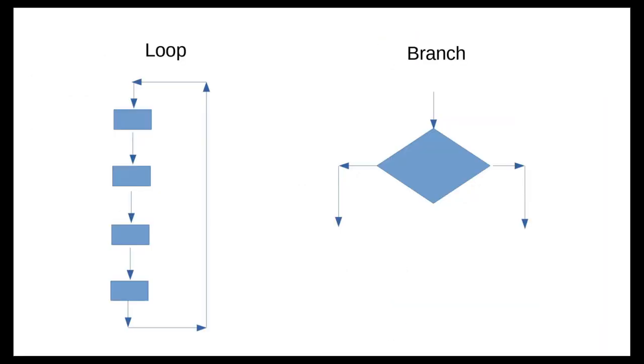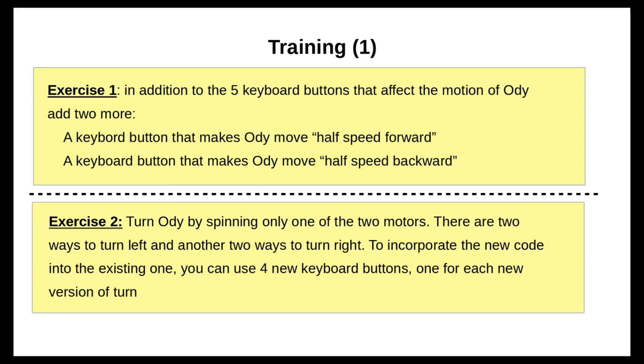We have now seen two basic notions of programming in general. The loop is a path of commands that is repeated over and over again. A branch creates two possible paths of commands, only one of which will be executed. You are now ready to play by solving these exercises.